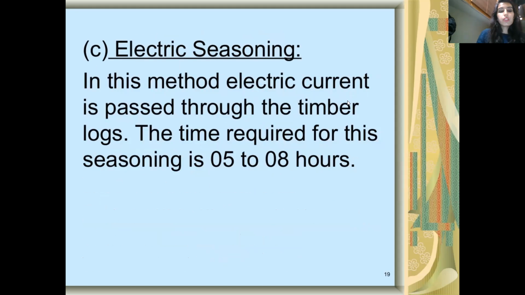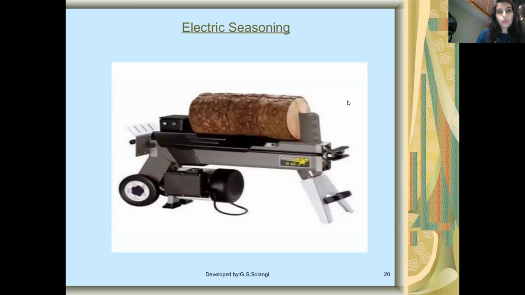Electric seasoning. In this method, electric current is passed through the timber logs. The time required for this seasoning is 0 to 8 hours. This figure shows electric seasoning.